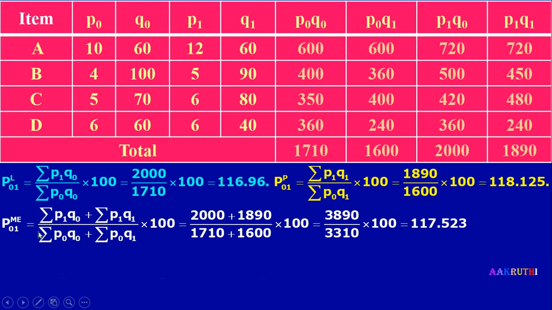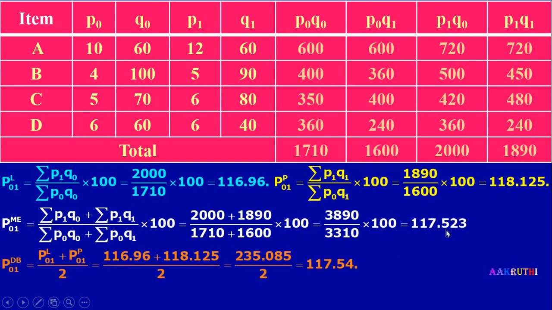So next we have to calculate the Marshall-Edgeworth price index number. In the Marshall-Edgeworth price index number, we have to use both base year and current year quantities. So the formula is summation of P1Q0 plus summation of P1Q1 divided by summation of P0Q0 plus summation of P0Q1 into 100. Substituting all these values, we get 2000 plus 1890 divided by 1710 plus 1600 into 100. So first adding this, we get 3890 divided by 3310 into 100. When we simplify this, we get the answer 117.523. So therefore, the Marshall-Edgeworth price index number is 117.523.